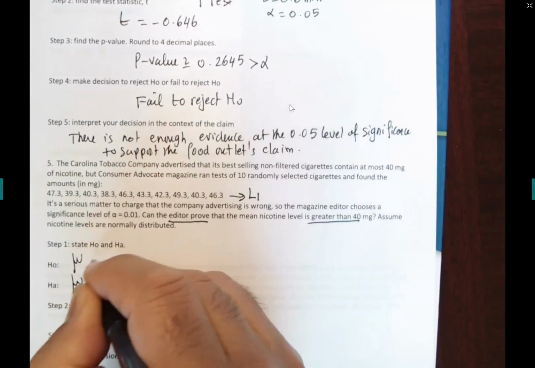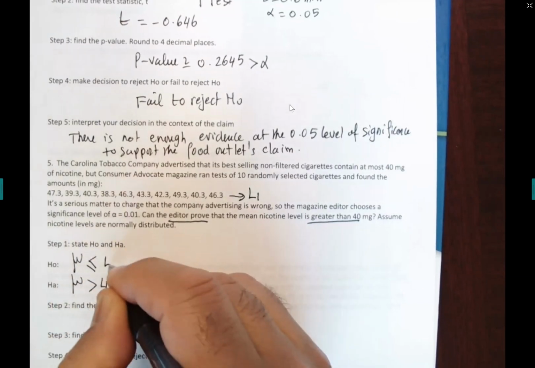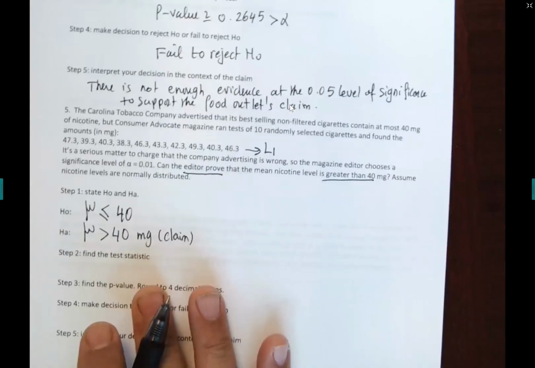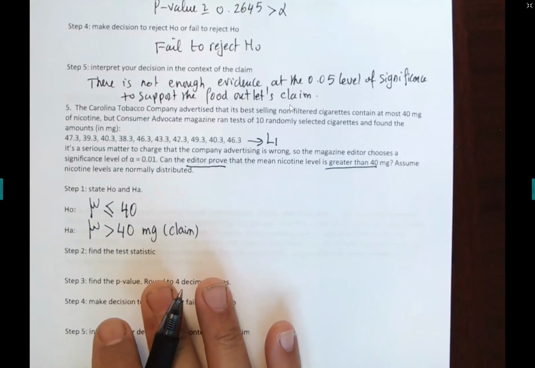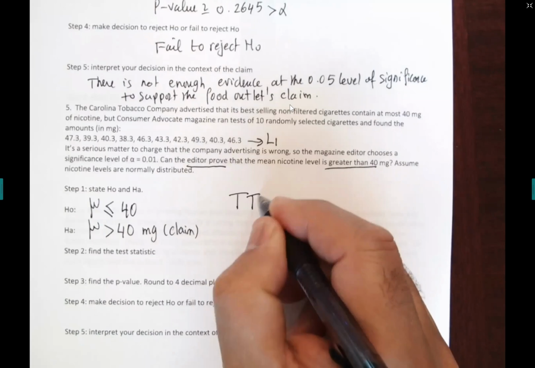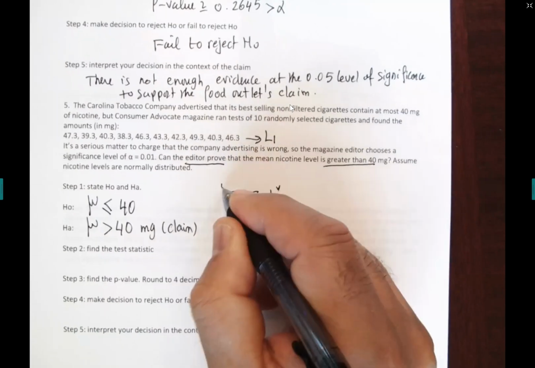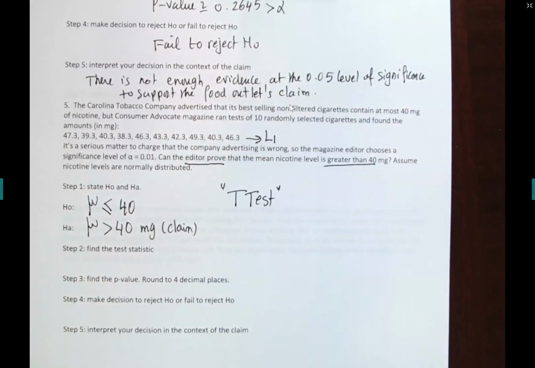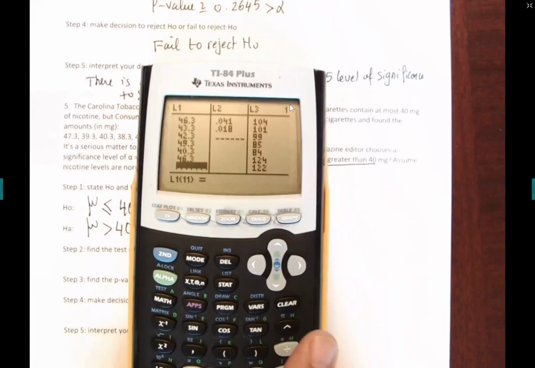And at most, that goes right here. T-test. You ready? We don't need any sample mean or anything. You have the data, guys, so that's all I need. Find the test statistic, find the p-value, etc.